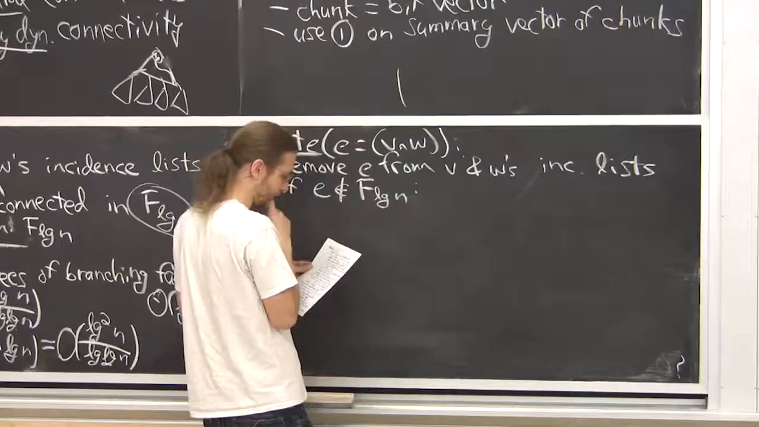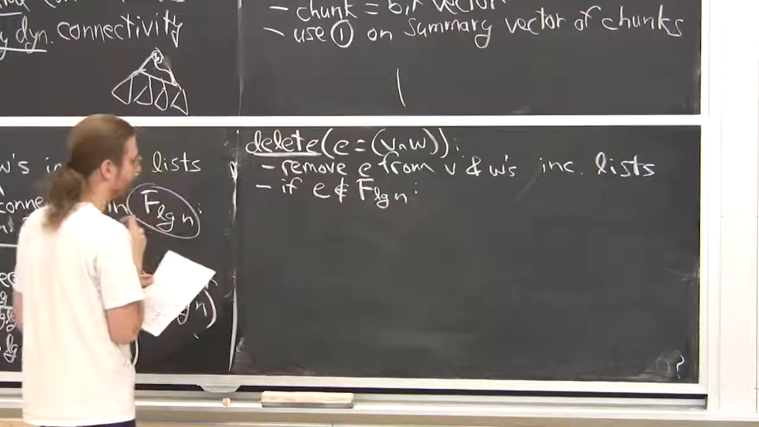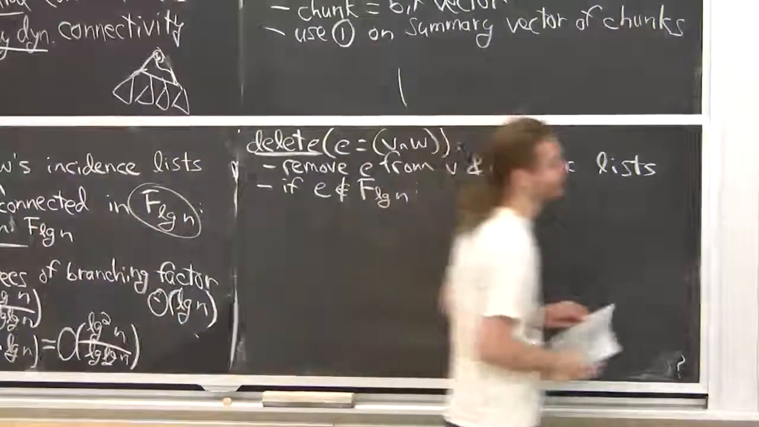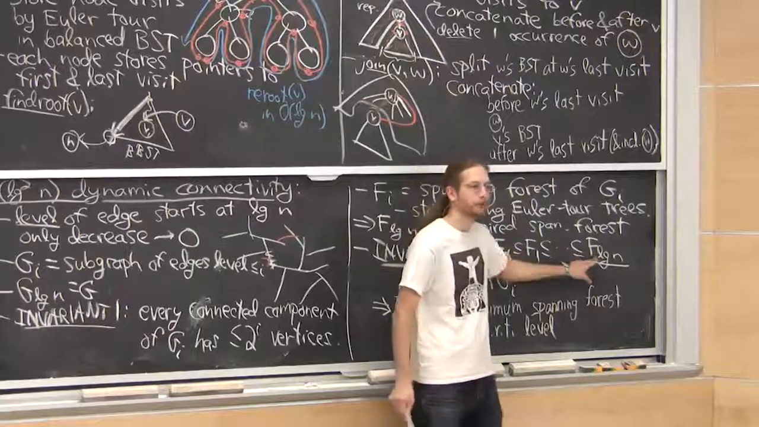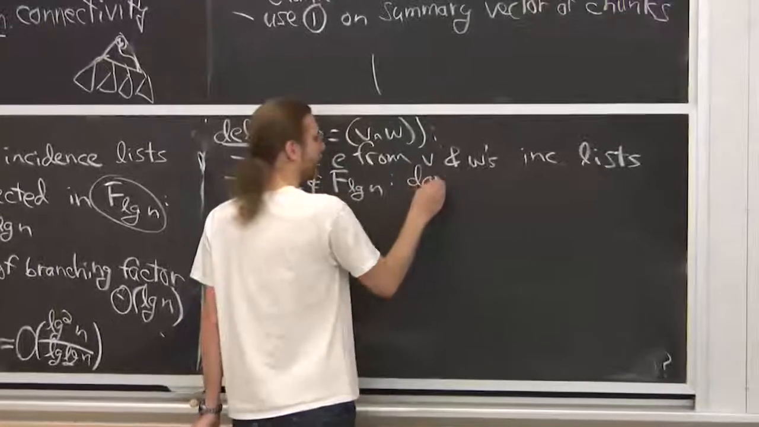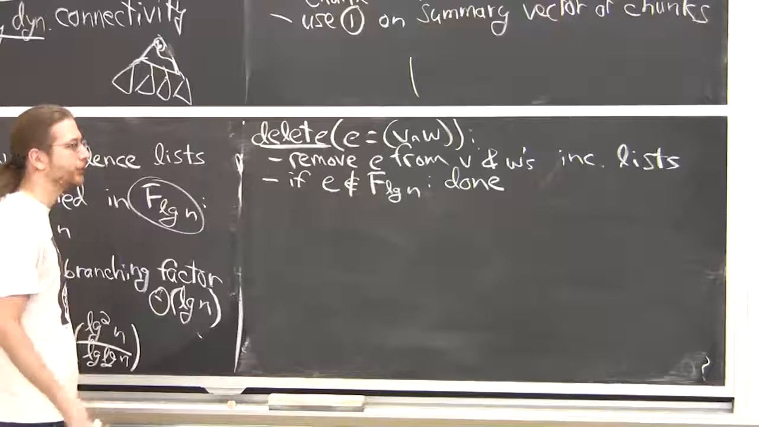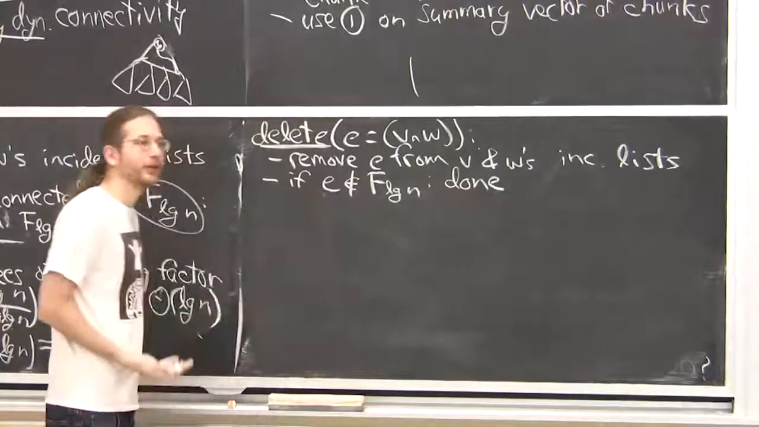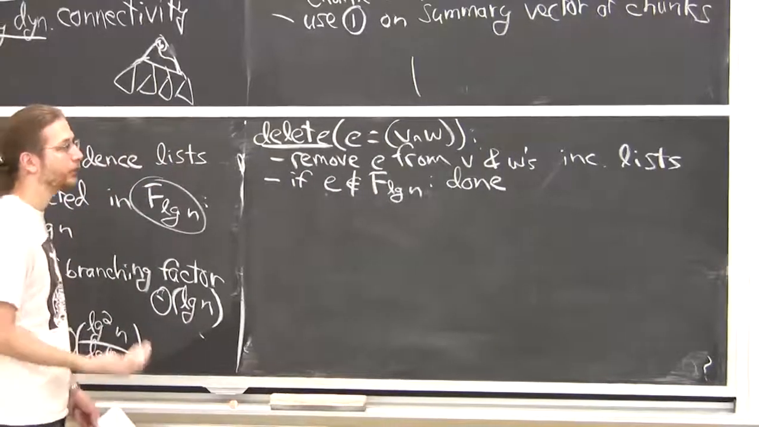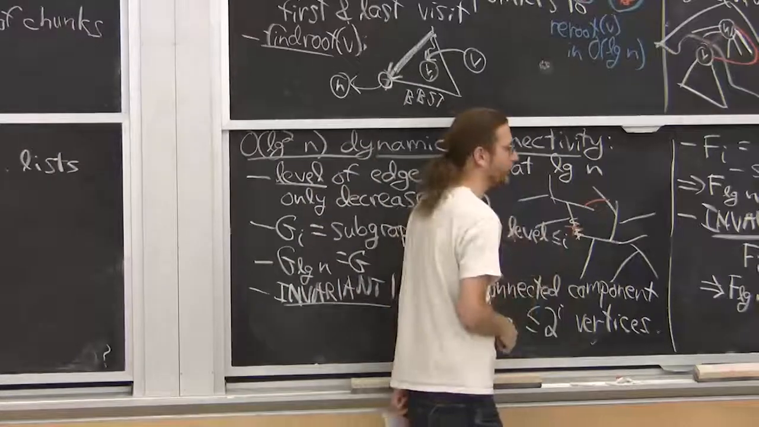So, as I said, if E is not in this forest, what if it's in a lower level forest? Oh, I see, right. I forgot. Invariant 2 says the forests are nested. So if it's in any forest, it's going to be in the last one. So if it's not in the last one, that means it's not in any of the forests. That means we're done. We do nothing. That's the easy case. We didn't destroy any connectivity because the forests represent maximal connectivity. They're spanning. But if it's in the forest, then something changed. Then we need to determine, like in this picture, is there a replacement edge or is there no replacement edge?